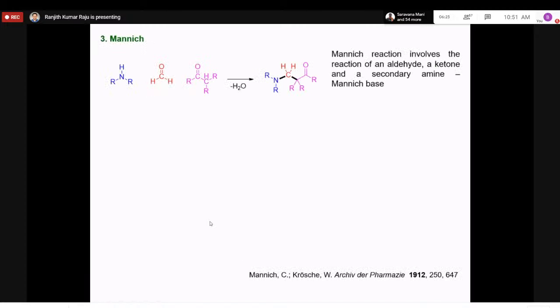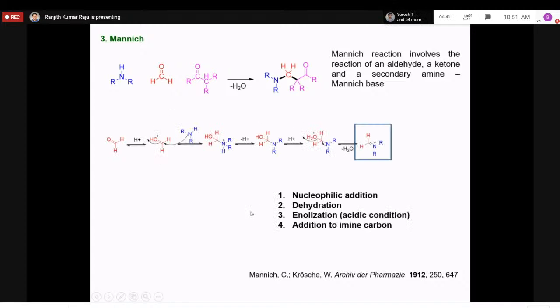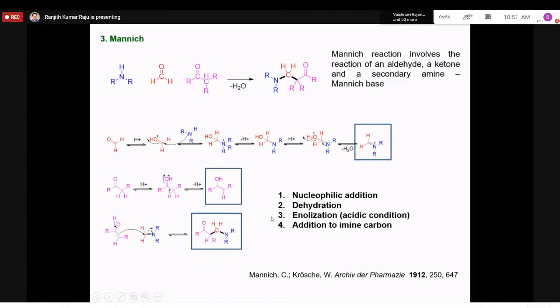And then you have the very famous Mannich reaction, which leads to the Mannich base. So here also it's a three-component reaction between an aldehyde or a ketone and a secondary amine, which leads to the Mannich base. So this is a four-step reaction. Again, there is a nucleophilic addition occurring and the dehydration, and then the enolization in the presence of the acidic conditions, and then finally the addition to imine carbon leads to the desired Mannich base.